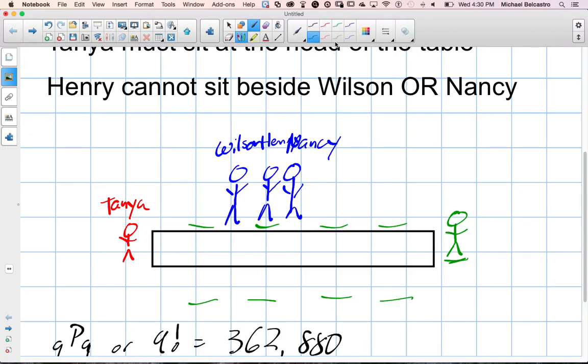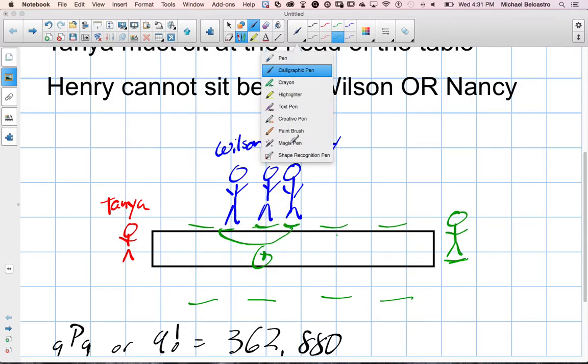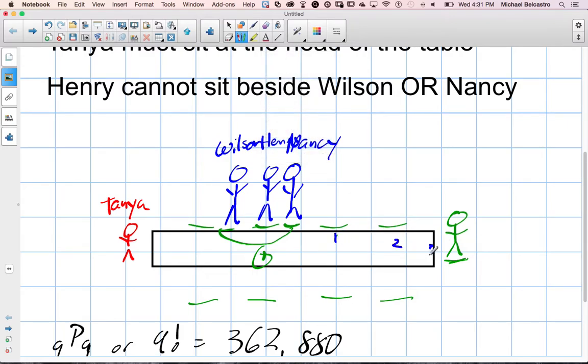So now what we do is we count this as 1, 2, 3 spots. We count this as just one unit. And that one unit moves around the table, okay? Which means if we count that as one unit, those are 3 spots that are gone. There's now only 1, 2, 3, 4, 5, 6, 7. There are only really 7 spots to deal with at the table because they must be beside each other. Nancy must be on one side, Wilson must be on the other.